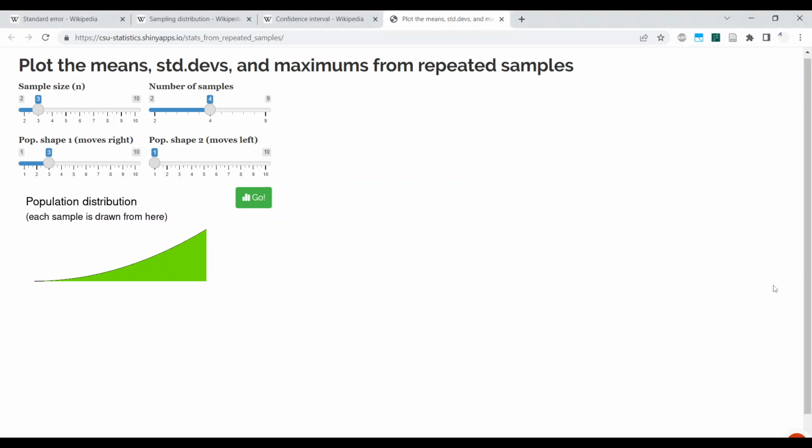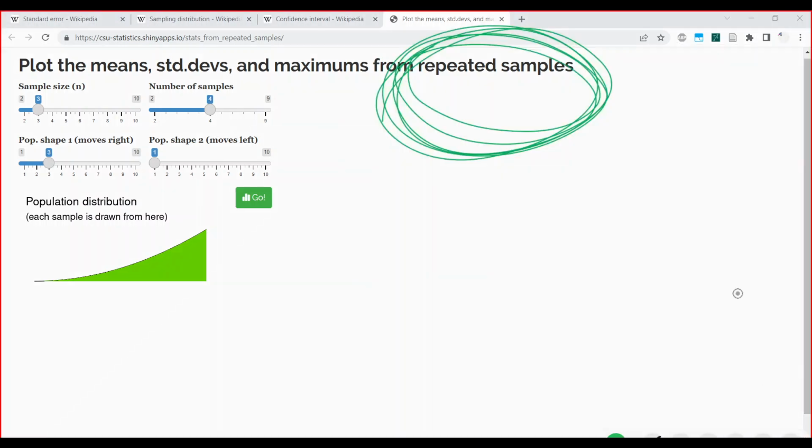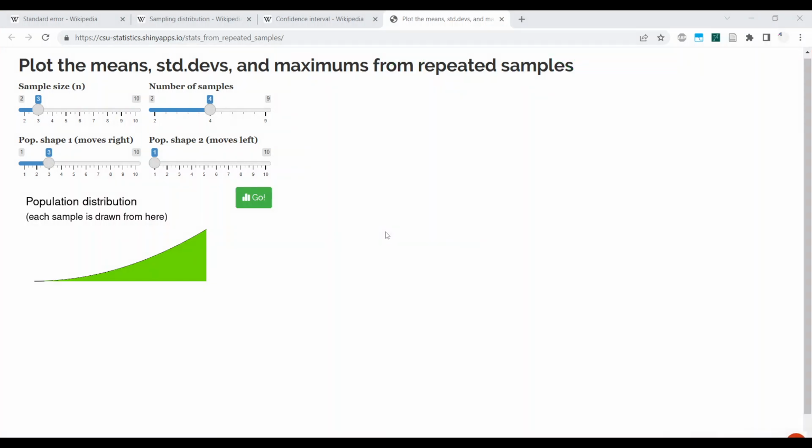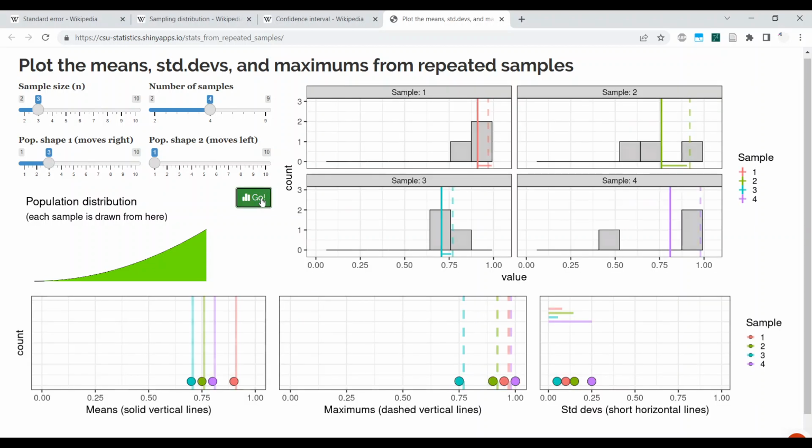Hello, in this video I'm going to talk about repeated samples, or repeated sampling, and what that idea is all about, and we're going to do so using this app. There's a link in the video description. Before I actually get into it, I just want to quickly show you what it does for those of you who are familiar with this stuff.